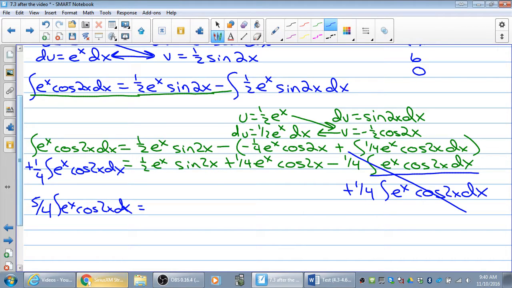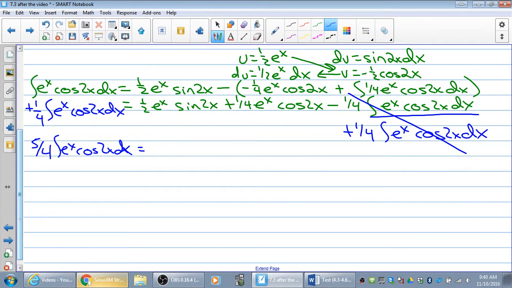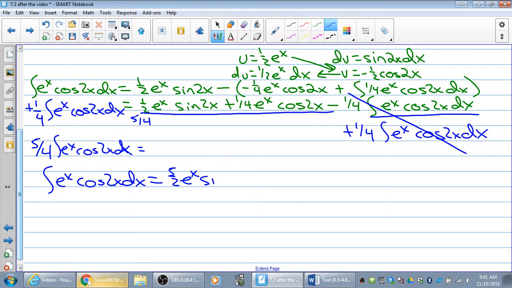Equals all of that, right? And then we have to multiply by 4/5. So e to the x cosine of 2x, the integral of that is what I'm looking for, is 5/4 times that. So 5/4 times 1/2, 5/2. So 5/2 e to the x sine of 2x plus 5/4 times this. Oh no, wait, no. I multiply by 4/5, right? Multiply by the reciprocal.